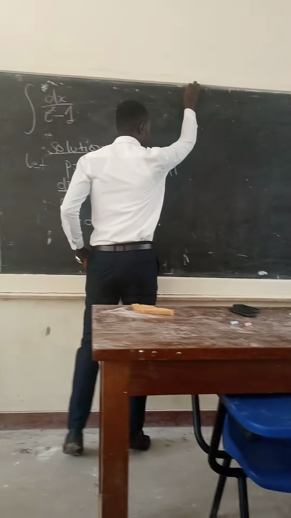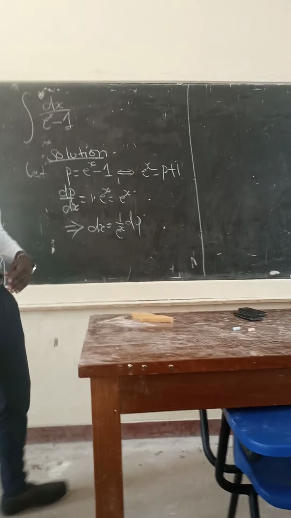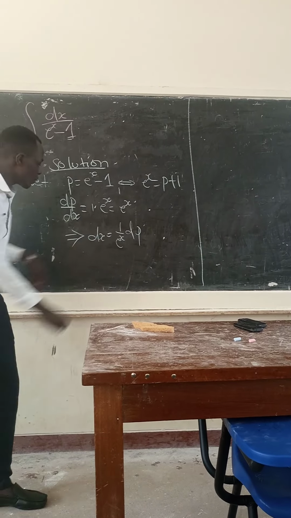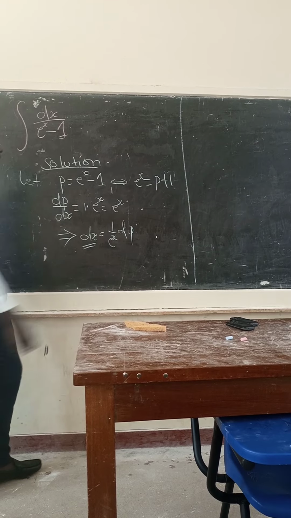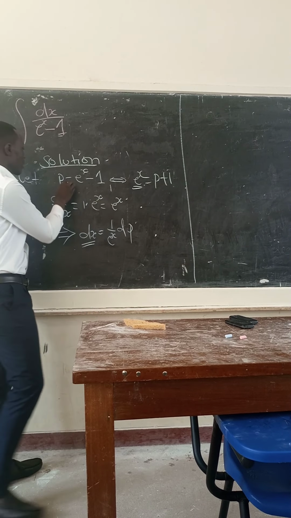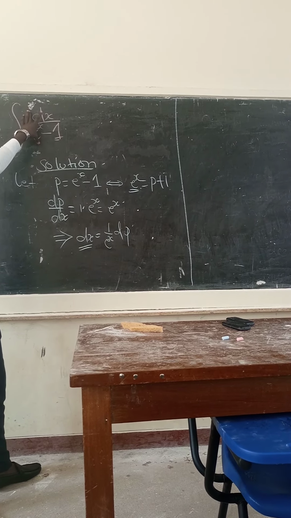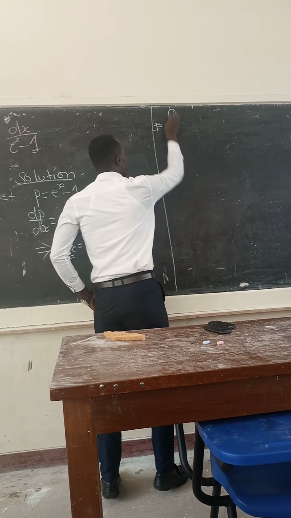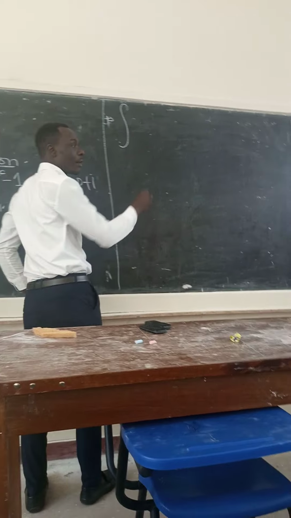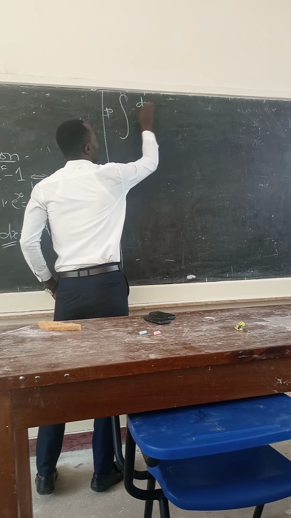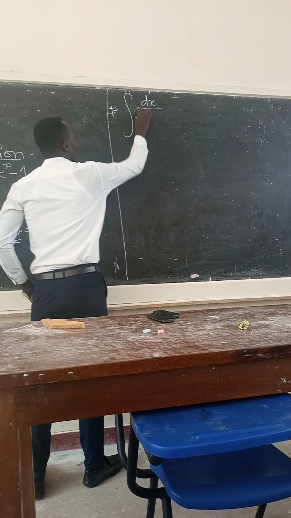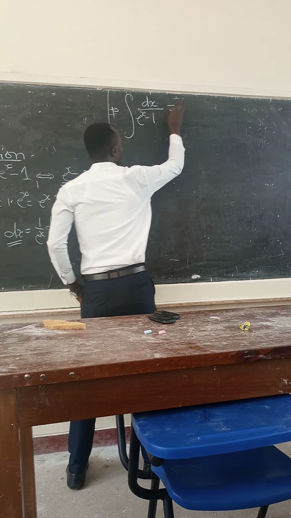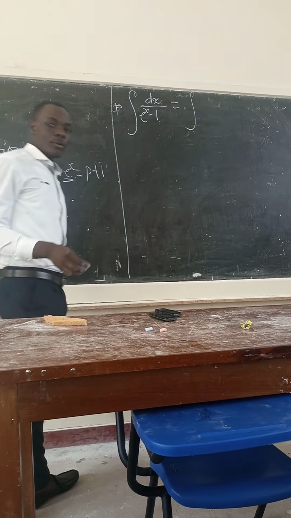So, what shall we do next? What we shall do next is to substitute the values of dx and the values of e power x that we have substituted in this integral. And therefore we shall have our integral from x e power x minus 1 is going to be the same as the integral.